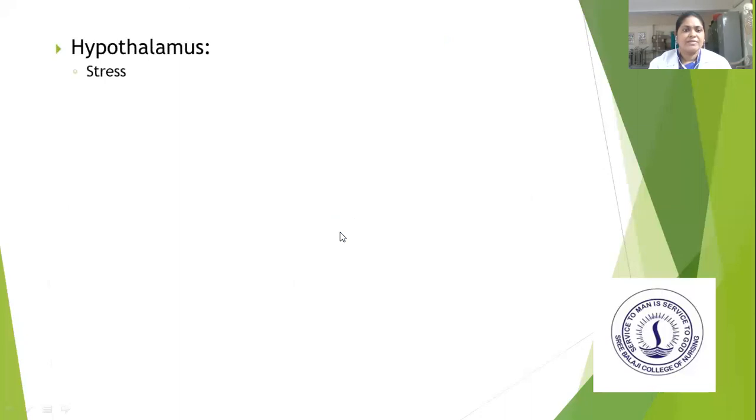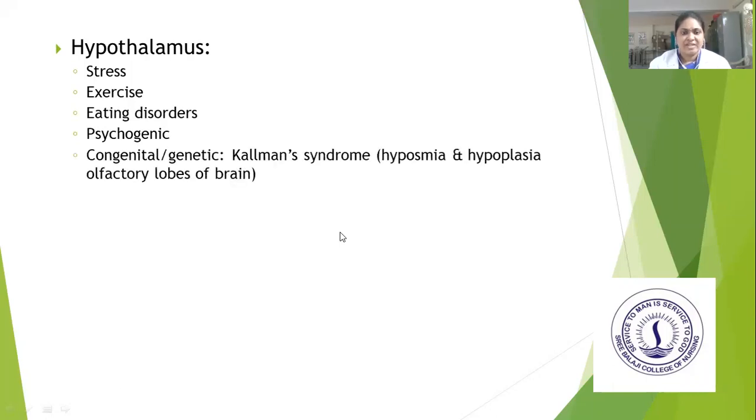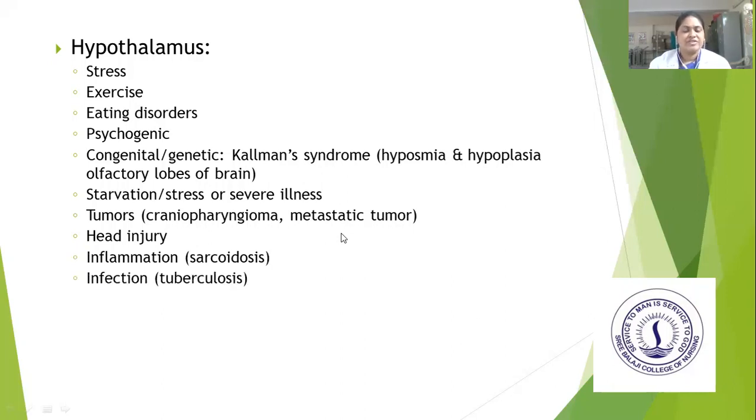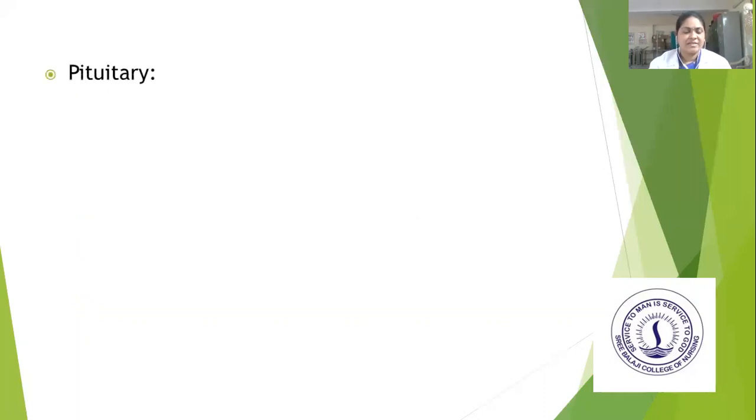And next is the hypothalamus, mainly stress, exercise, eating disorders, psychogenic causes, and congenital genetic causes like Kallmann syndrome, hypoxemia and hypoplasia of the olfactory lobes of the brain, starvation, stress, or severe illness, tumors like craniopharyngioma, metastatic tumor, head injury, and inflammation such as sarcoidosis, infections such as tuberculosis, X-ray radiation therapy, and drugs. So these are some of the causes.